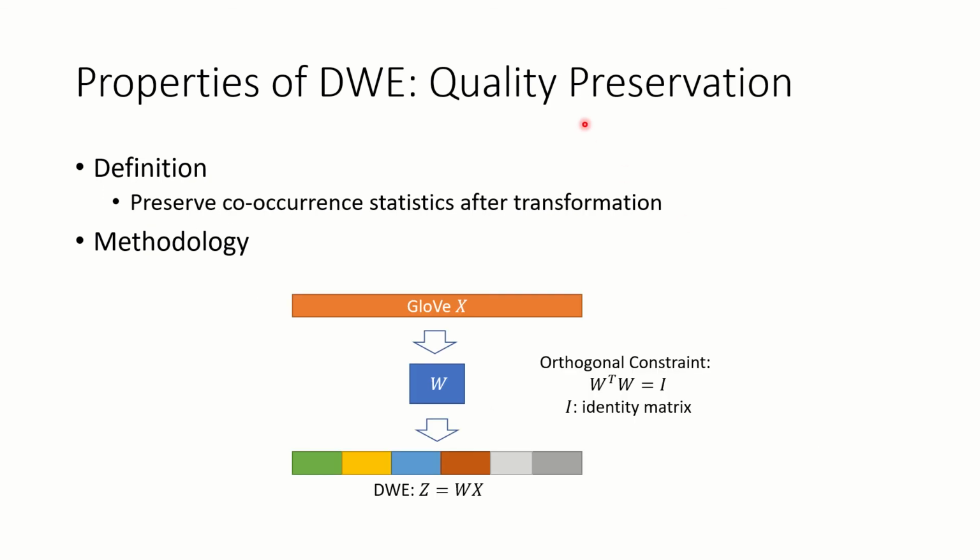The third property of our DWE is preserving co-occurrence statistics of words. Ideally, the knowledge implicitly encoded in the original word embeddings can thereby remain after transformation. We achieve this by constraining the matrix for transformation to be orthogonal.